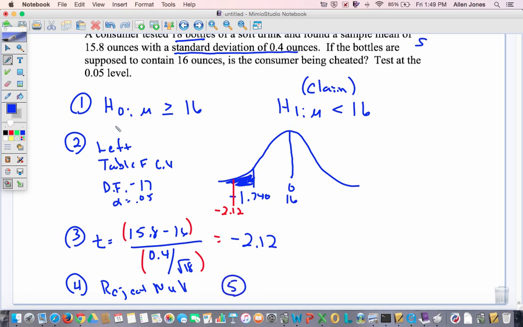And in step number 5, since we said the null was incorrect, that means the alternative is correct, so the claim is also correct. That means there is enough evidence to support our claim. So in other words, we did enough research, or the researcher did enough research, to verify that his claim, that the consumer is being cheated, is correct based on that statistical information.